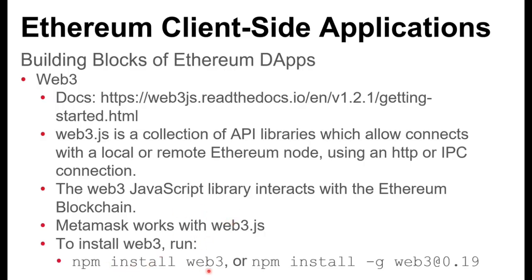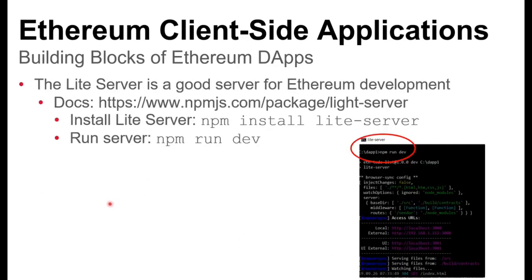And you can install Web3 locally. You can see here the commands for that. One of the tools that comes with Node.js is a server called the lite server, and that's what we're going to use right now. If it didn't install initially from your Node.js, here is the command to install lite server. In our case, we're going to be running locally, so we will be running the command npm (node package manager) run dev. That will start our lite server in our development mode.